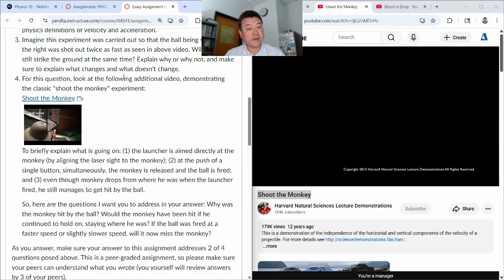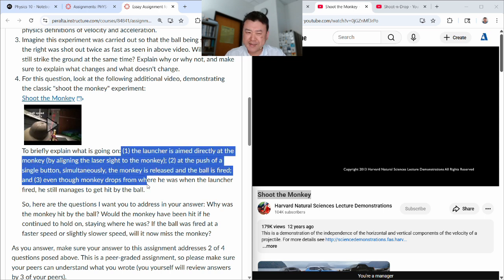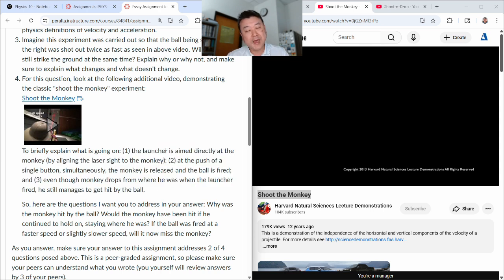For this question, look at the following additional video demonstrating the classic Shoot the Monkey experiment. I kind of skimmed over it. To briefly explain what is going on, here's the description. The launcher is aimed directly at the monkey by aligning the laser sight to the monkey. At the push of a single button, simultaneously the monkey is released. There's some sort of electromagnetic thing up there. The monkey is released and the ball is fired. And third, even though, or maybe because, the monkey drops from where he was when the launcher fired, he still manages to get hit by the ball.